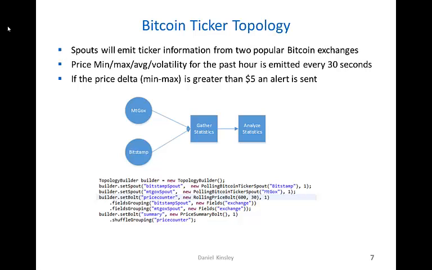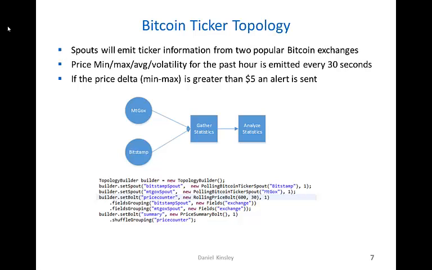We can also see that for the price counter bolt, I use the fields grouping on exchange so that all the tuples from the same exchange will always go to the same thread. This is one of the key components that makes Storm so scalable. For example, if my application had dozens of threads and each thread maintained a cache of some field, I'll get a much higher hit percentage by sending the field to the same thread each time rather than a random thread.